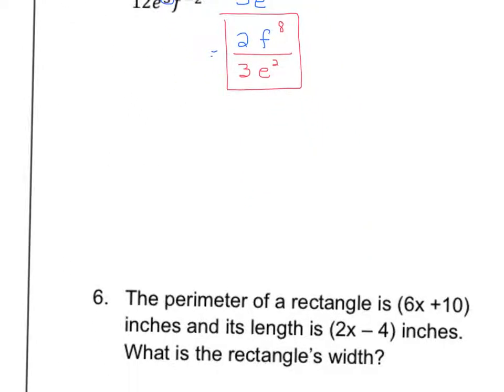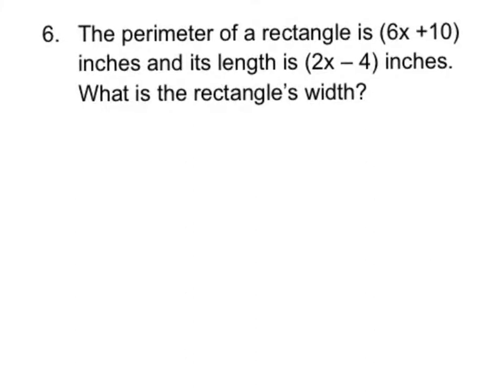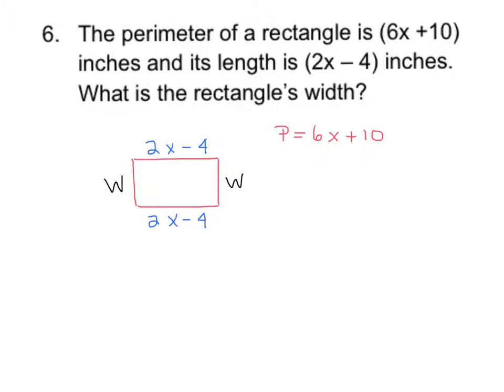Alright, that takes us to the toughest problem on the quiz. That was number 6. Perimeter means distance around, so I'm going to draw a rectangle. I know the perimeter is 6x plus 10. I also know it has a length of 2x minus 4, so that's both of these sides. But I'm looking for the width, so I'm going to call this w and this w.